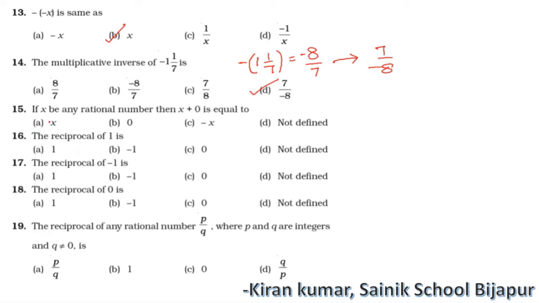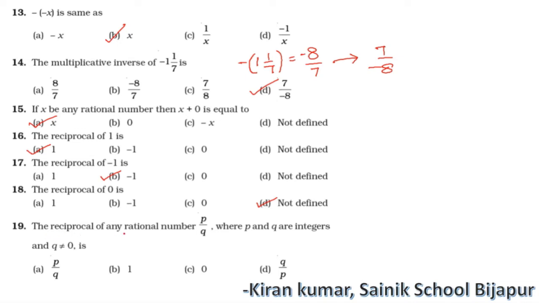Question number 15. If x be any rational number, then x plus 0 is equal to x. 16th one. The reciprocal of 1 is 1. The reciprocal of minus 1 is minus 1. The reciprocal of 0 is not defined, because 1 by 0 is not defined. We don't get any quotient.